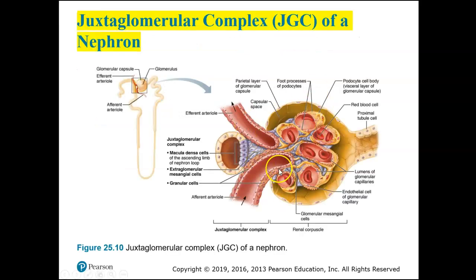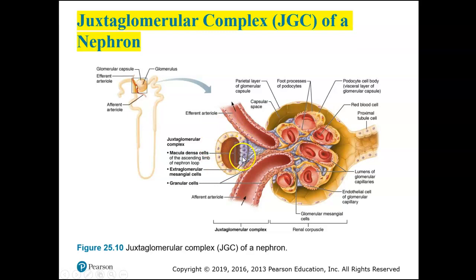So here's a picture. Good, because it's kind of hard to understand without a picture. Okay, so you can see this portion is the ascending limb of the nephron loop. I think I said it was the DCT, and I apologize for that. It's where it becomes the DCT, but it's technically the ascending limb of the nephron loop.